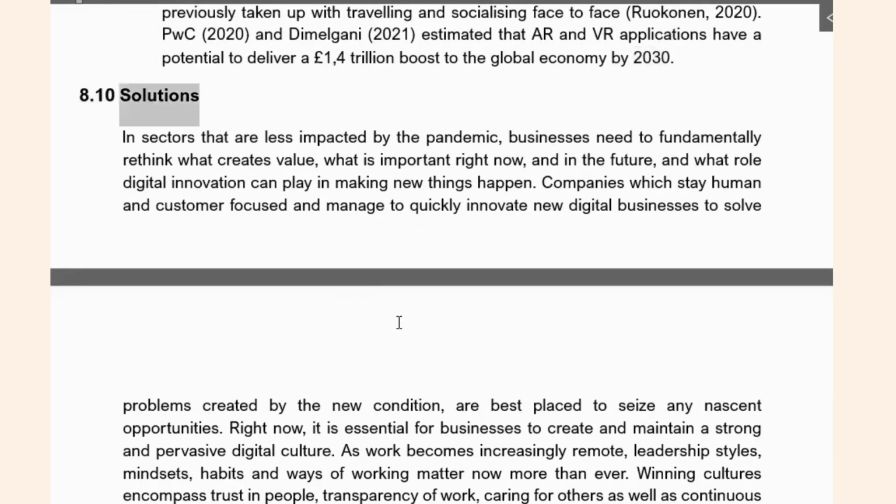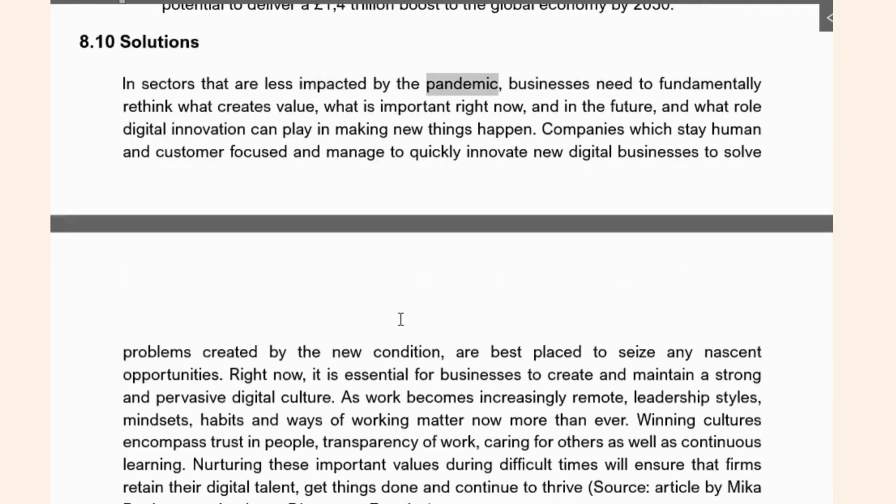8.10 Solutions. In sectors that are less impacted by the pandemic, businesses need to fundamentally rethink what creates value, what is important right now, and in the future, and what role digital innovation can play in making new things happen. Companies which stay human and customer-focused and manage to quickly innovate new digital businesses to solve problems created by the new condition are best placed to seize any nascent opportunities.